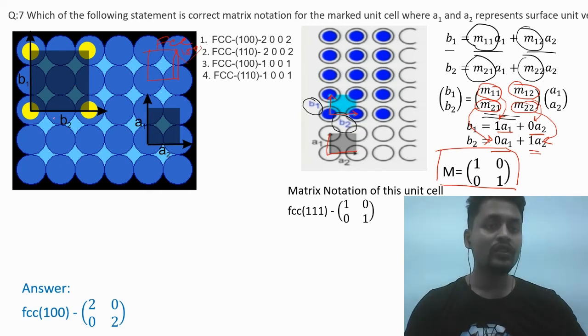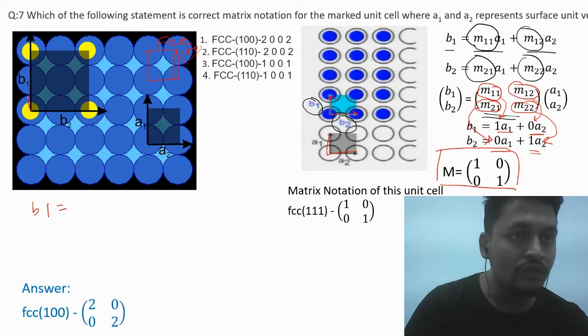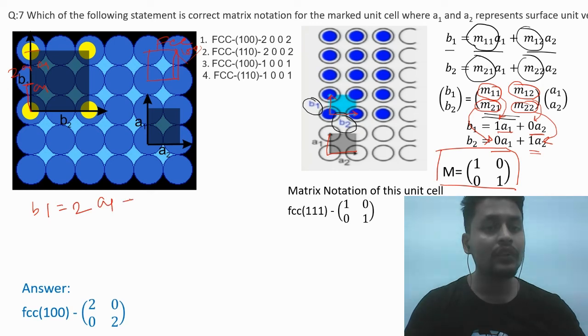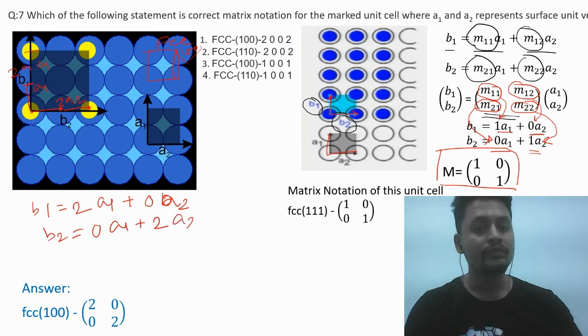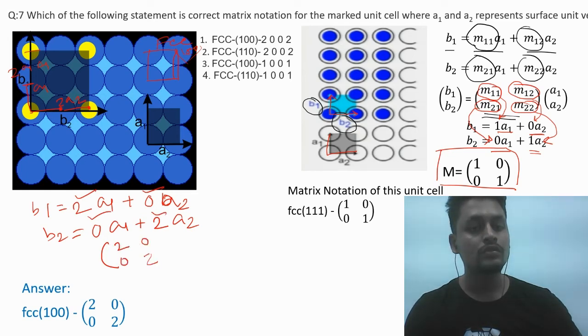Now what we need to get is B1 and B2 in terms of A1 and A2. Let's say about B1. B1 is this one. This much is A1, so this much is again A1. So this is 2A1. So we can write 2A1 plus 0 A2, because in this direction nothing is there. And B2 can be written as 0 A1 plus A2 and A2, that means 2A2. So what will be the matrix? This one, this one, this one, this one. So 2002, right?